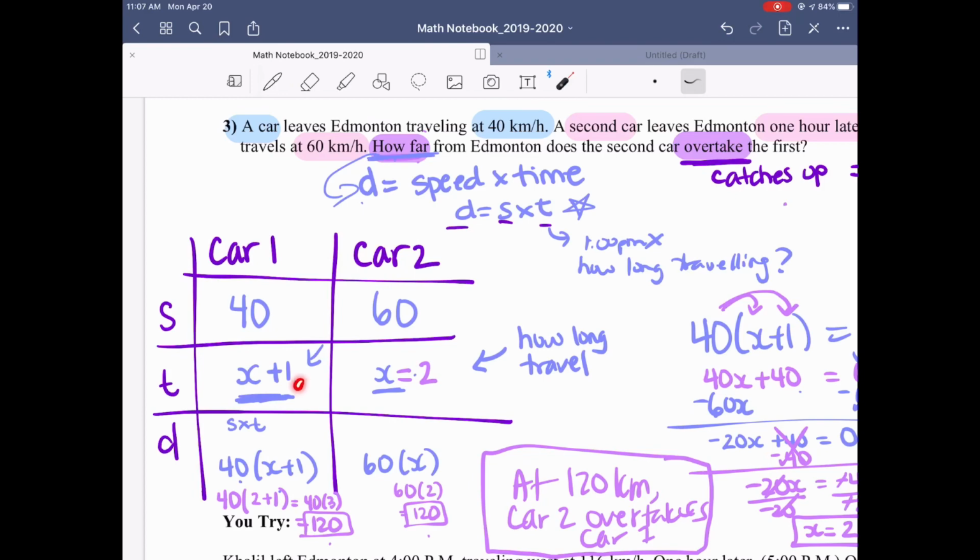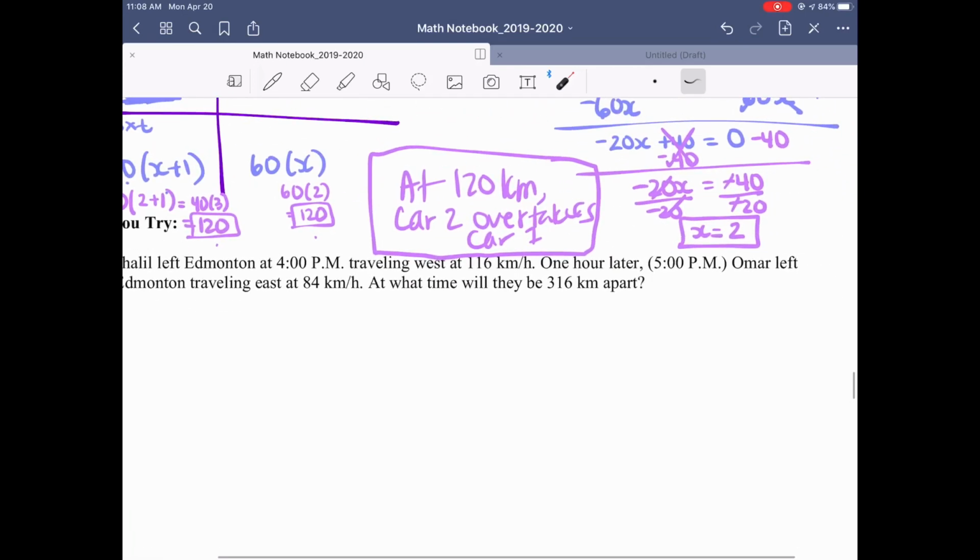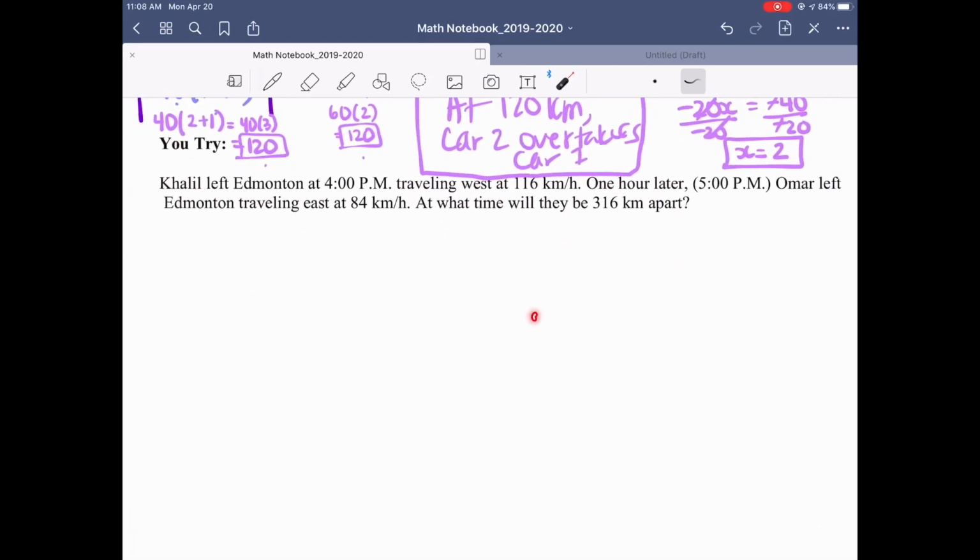So if this is 4 p.m. and this is 5 p.m., this would be X, and then this would be an hour later, which is X minus 1, because they've been on the road for an hour less. So that's something to keep in mind before you start this problem. So pause the video. Please try your best to do it on your own and come back and check your answer.